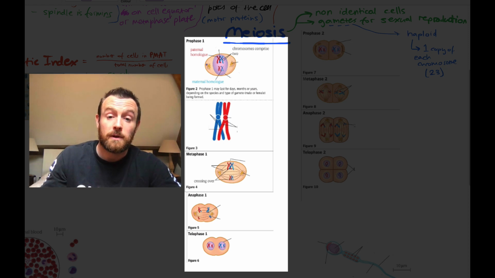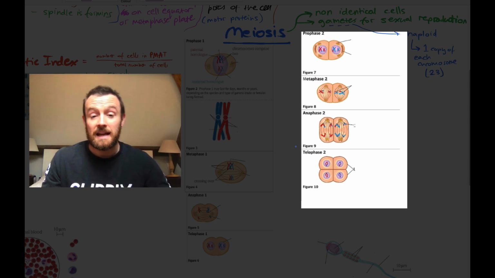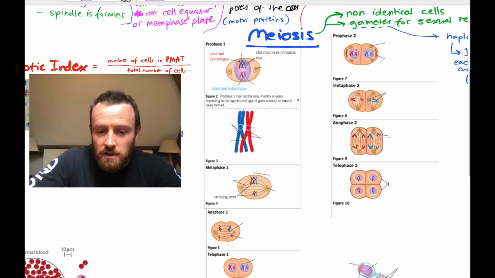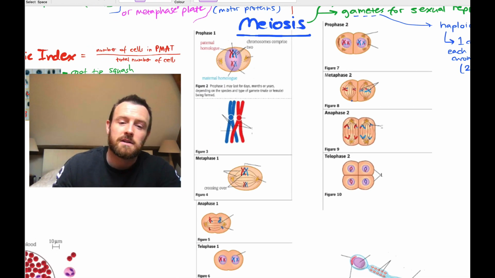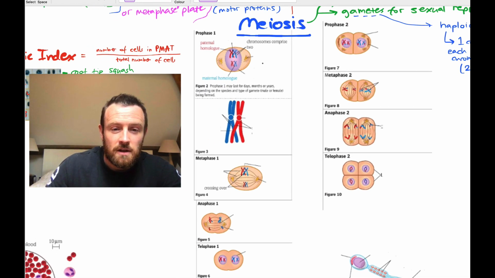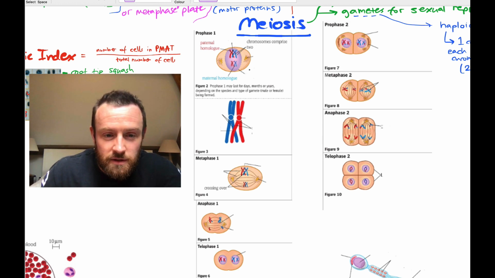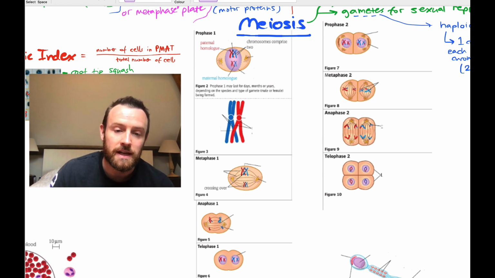So if we look here, we have prophase 1, then metaphase 1, anaphase 1, and telophase 1. Then we go into prophase 2, metaphase 2, anaphase 2, and then telophase 2. All right, I'm going to zoom in a little, and then we're going to start to talk about what these labels represent.